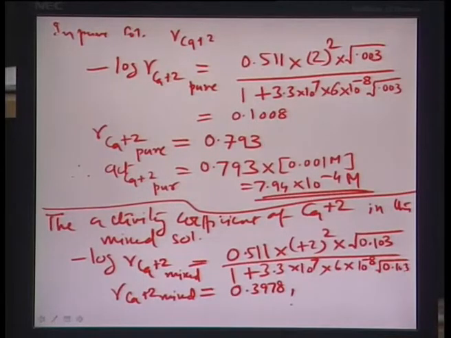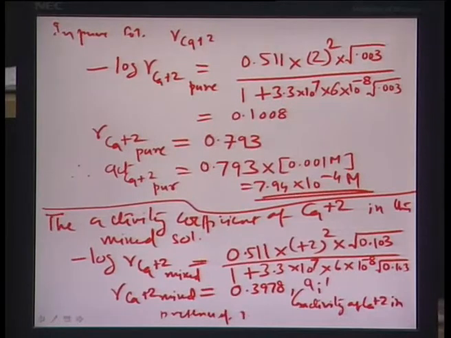and if you look at the Ai dash value, that means the activity of Ca²⁺ in presence of Na⁺, that comes out to be equal to 0.3978 times 0.001, which is also the molarity of the CaCl₂ in the mixed solution, and that is 3.987 × 10^-4 molar. Okay, so, that is what the activity of Ca²⁺ is in the mixed solution.